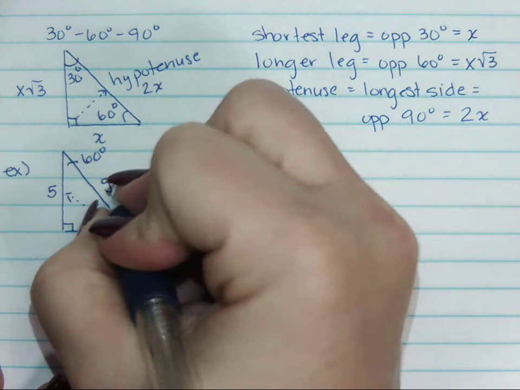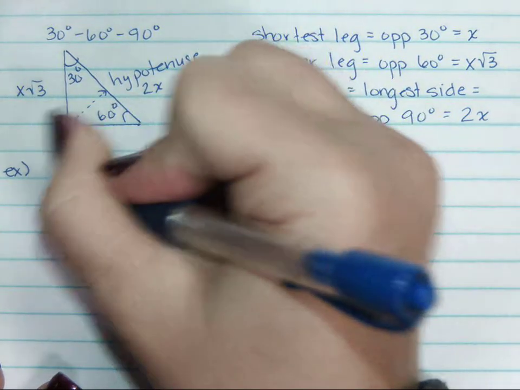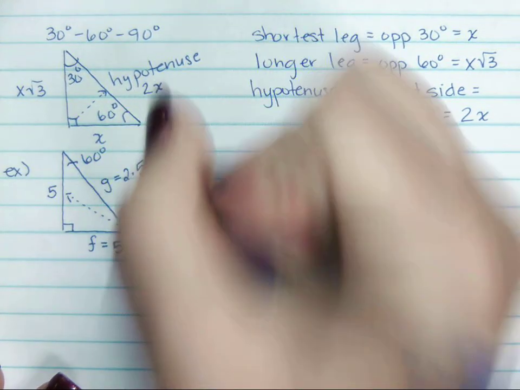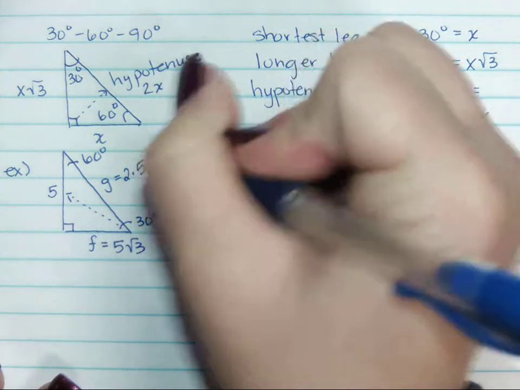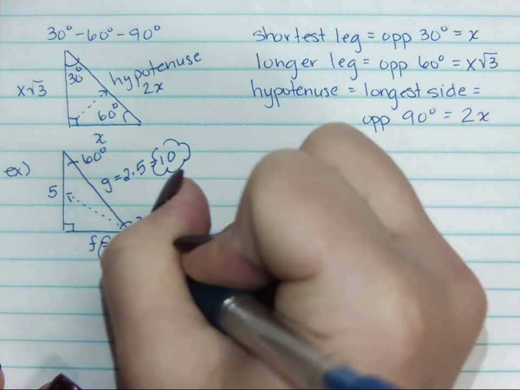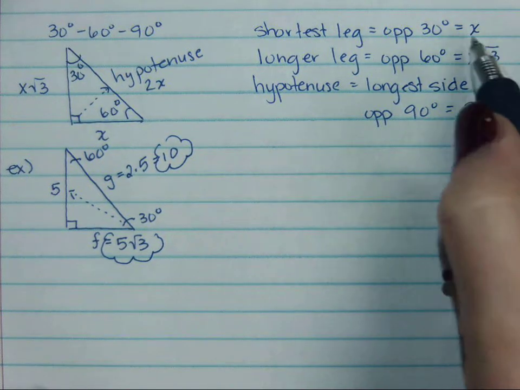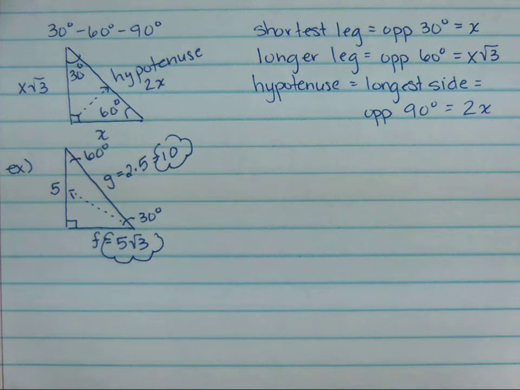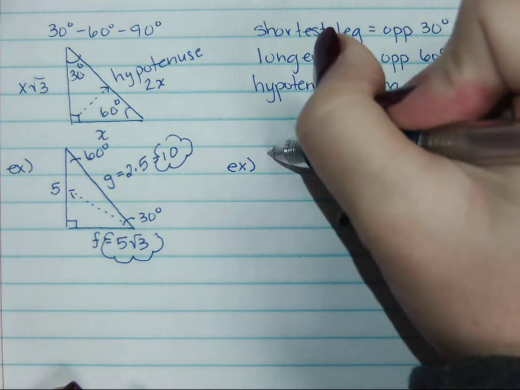That means that G is the hypotenuse, or the longest side, and that has the characteristic of 2 times the shortest leg, which is 10. And so what I'm doing is I'm just using those characteristics of the sides that are opposite those specific angles and these values here that are given to be able to solve my triangle. All right, so they can get more complicated, obviously.